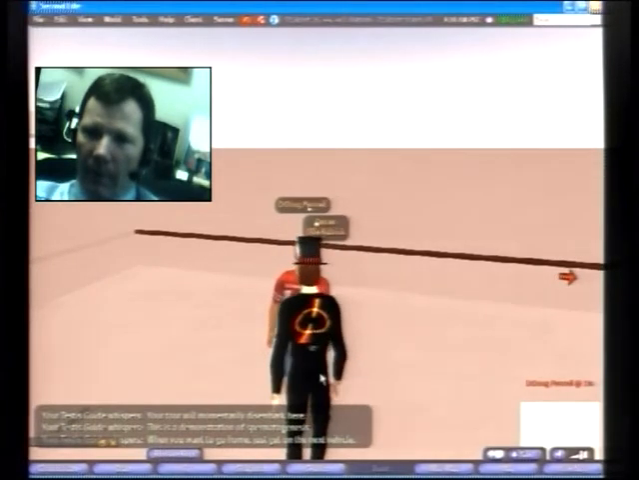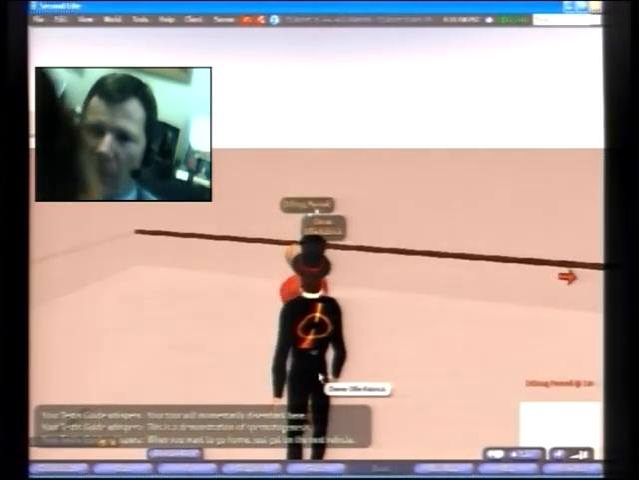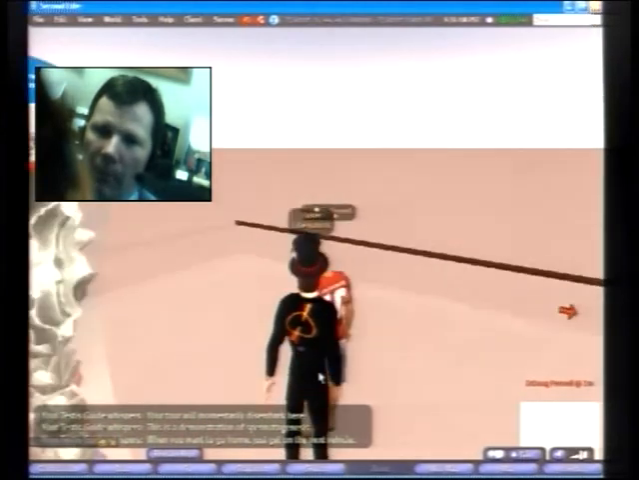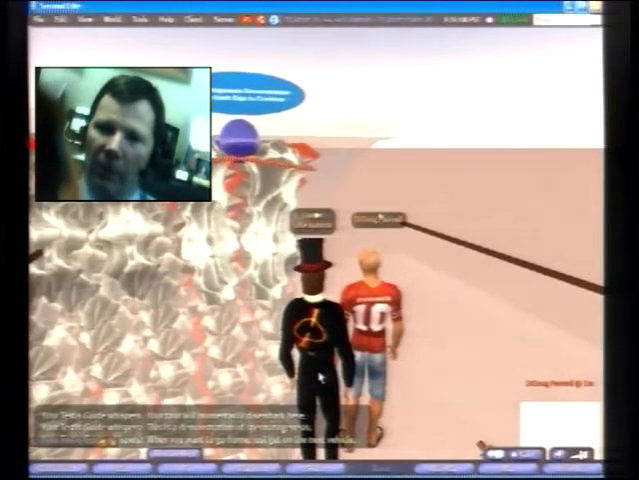Can we get off now? Yeah, we're off. Okay, we're off. Okay. And so we need to walk over. Rob, if you want to walk over a little bit closer to the edge, you don't have to get all the way there.